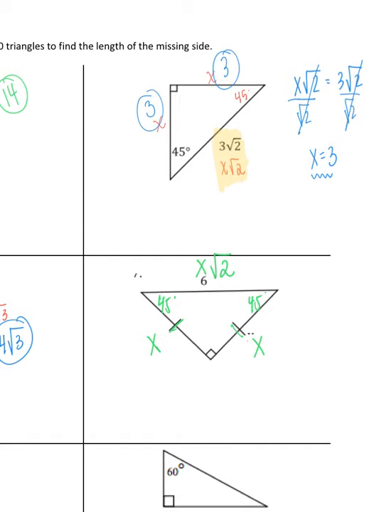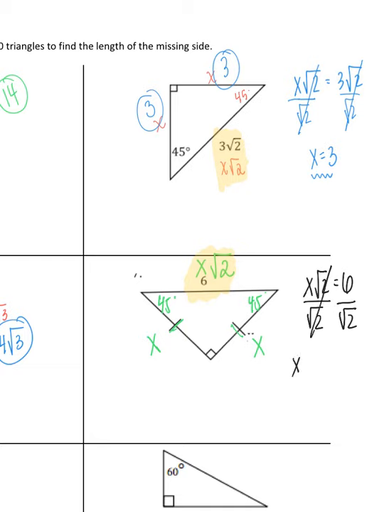Look for your label, the side length that you're given and the label that's right next to it. Set those two pieces equal to each other. Divide by the square root of 2.